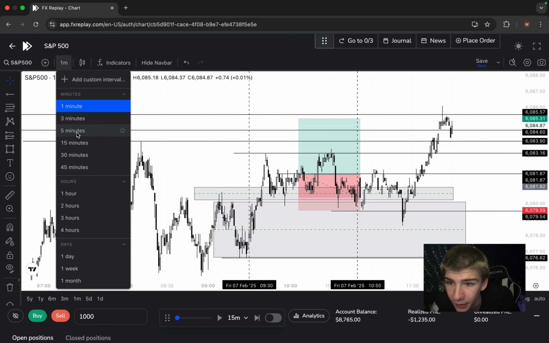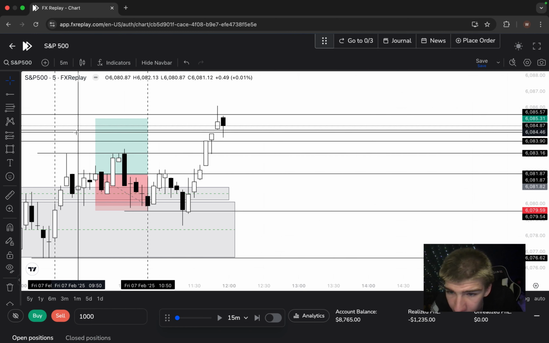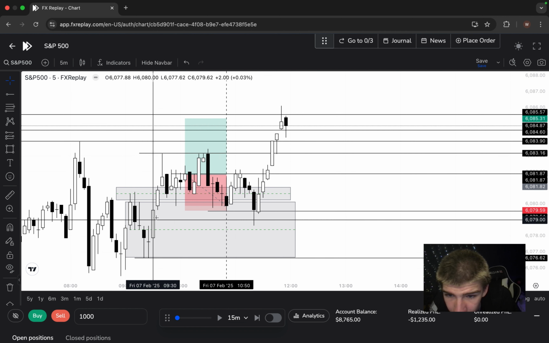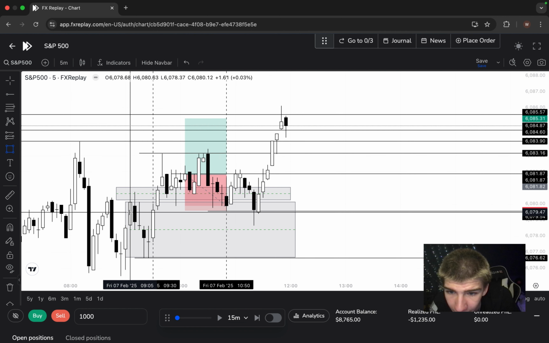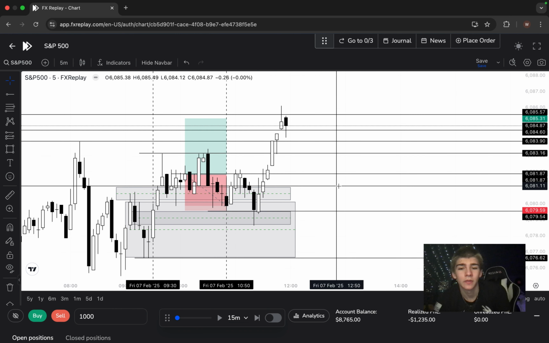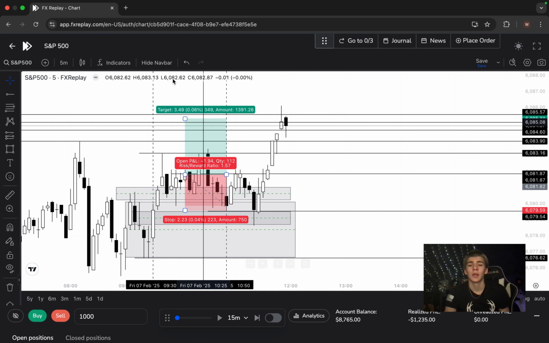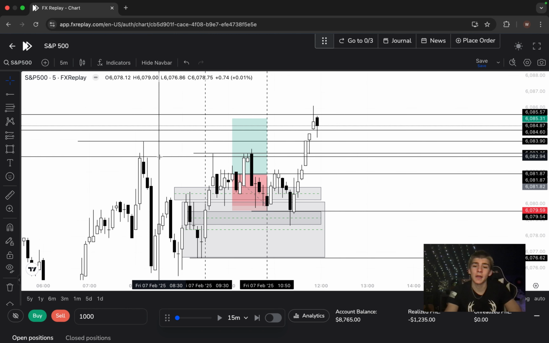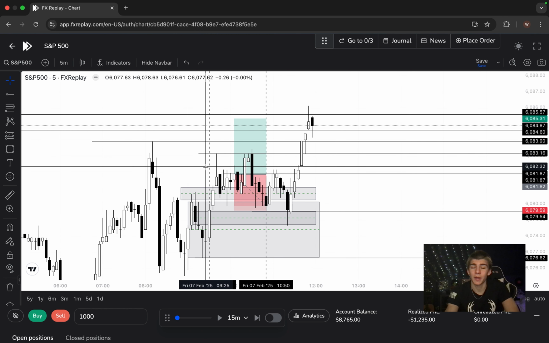Let's look on the 5 minute. On 5 minute, what do we have here? We have a retracement down to this fair value gap. Fills that fair value gap, boom, rallies. So what I can wait for is a 5 minute fair value gap retracement, just more confirmation. So my bias wasn't bad, it was just my entry.